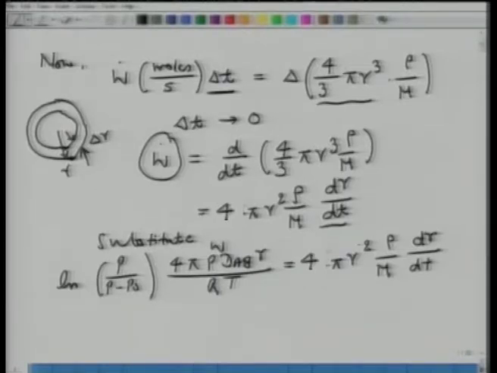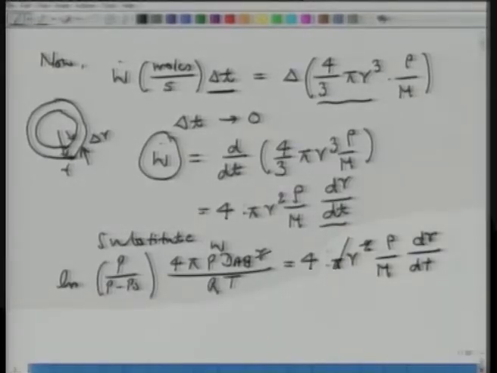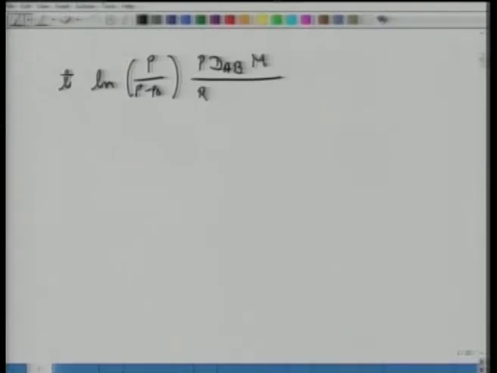So we can simplify, this 4 pi will get cancelled with this, and now we can integrate. So the entire expression, which is actually W dot, we are assuming remains constant over the integral. So dR by dt, if we integrate from R1 to R2, we will have the total time for a decrease in the radius from R1 to R2 as t ln P over P minus P0, times DAB M over RT rho, equals R1 square minus R2 square by 2. So this is on integration. Now all we have to do is substitute the correct values of R1 and R2 and find out the total time, which is the question asked here.